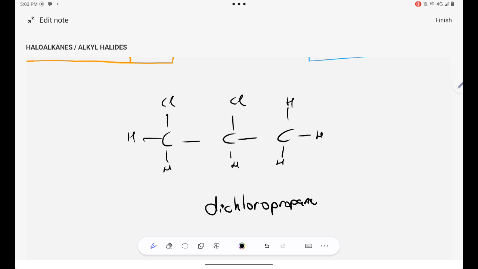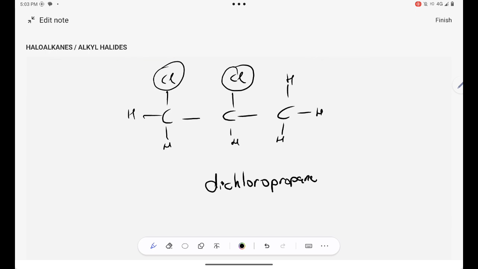We cannot just leave it like this. We must write down the addresses of our chlorine atoms. We can find chlorine over there and also there. So this will be carbon number 1, 2, and 3. At carbon number 1 and carbon number 2, I have my dichloro. So the IUPAC name for this will simply be 1,2-dichloropropane. Whenever you number your carbons, you must number from the terminal which is closer to the halogen.